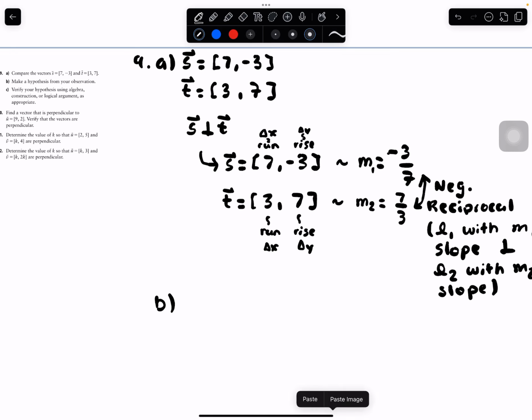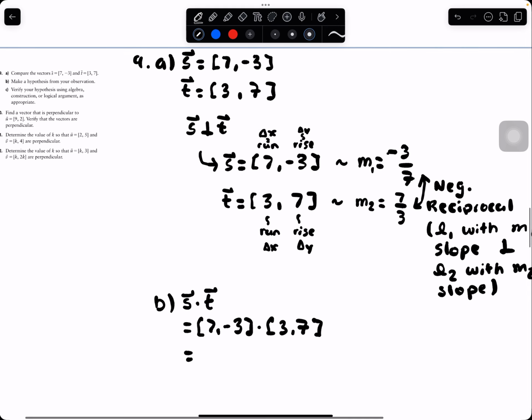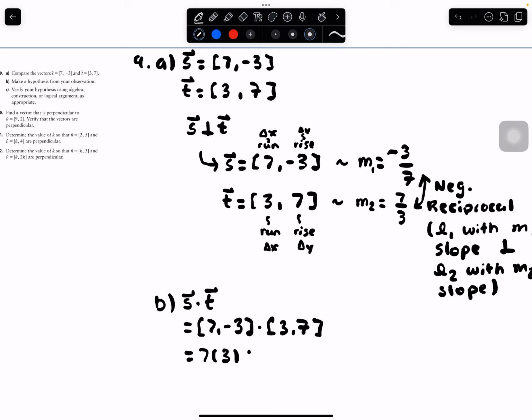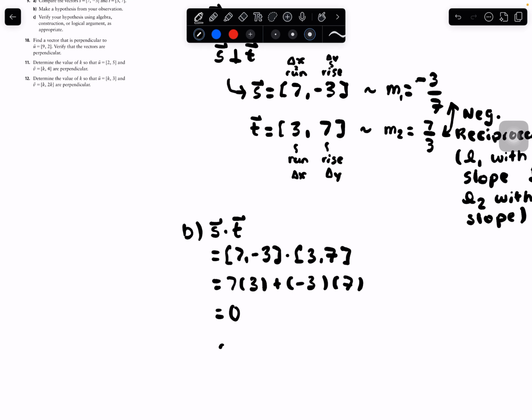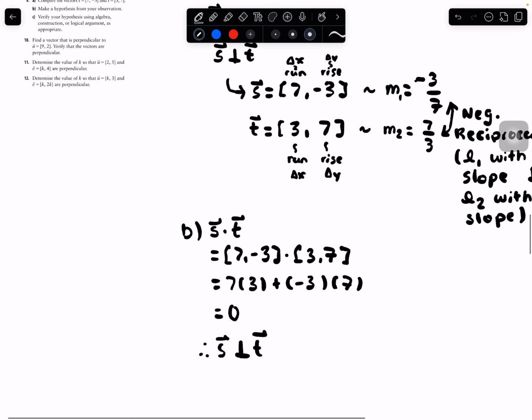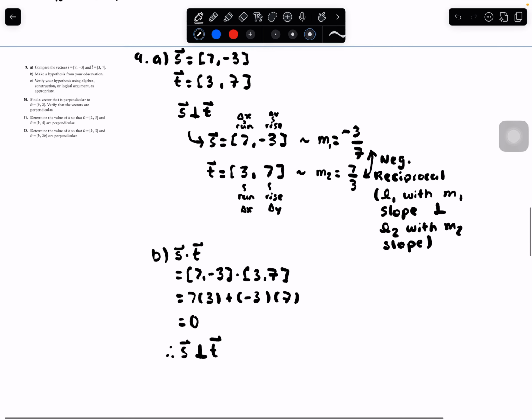So S dot T, well, that's equal to 7, -3, which is 7 times 3 plus -3 times 7, and that's 0, which is what we expected. That means S and T are perpendicular to each other. This symbol just means perpendicular. Okay, good. It's question 9 done.